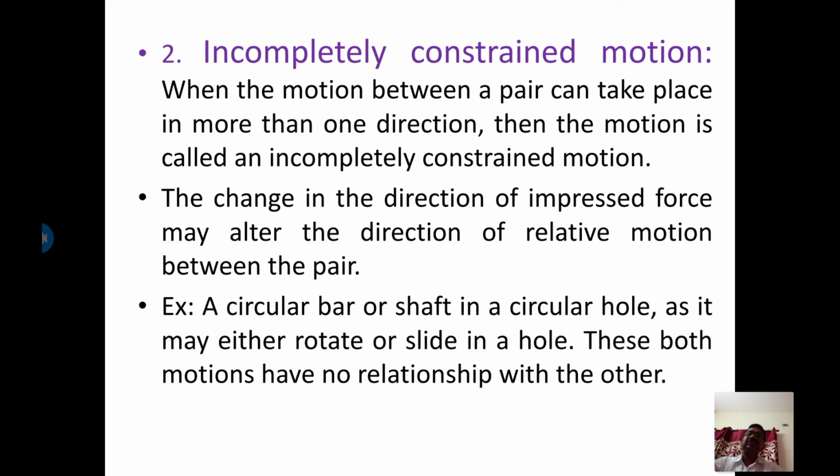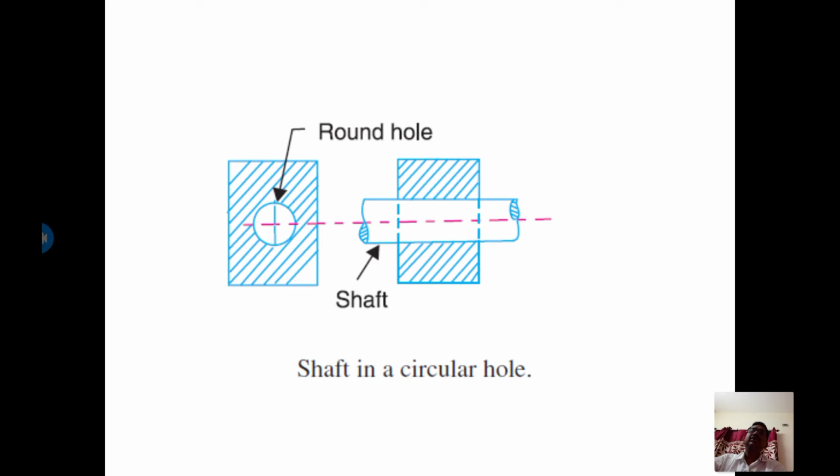An example is a circular bar or shaft in a circular hole, as it may either rotate or slide in the hole. These two motions have no relationship to each other. That's why it is called incompletely constrained motion. A circular shaft without collars in a circular hole is the example for incompletely constrained motion, because it may slide when moving in the direction of applied force, and it may rotate whenever the direction of force changes.